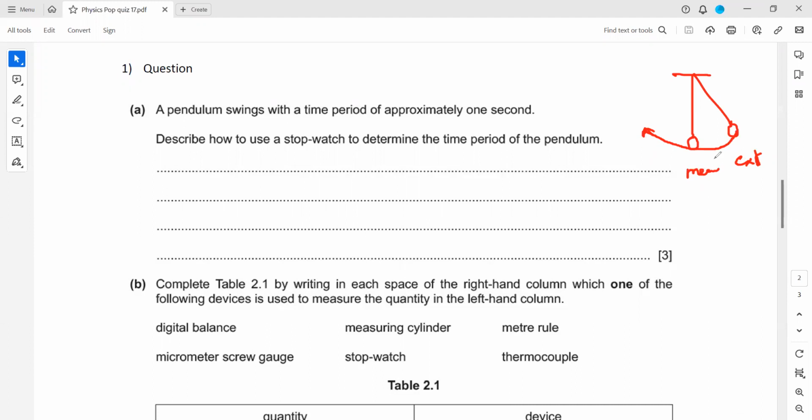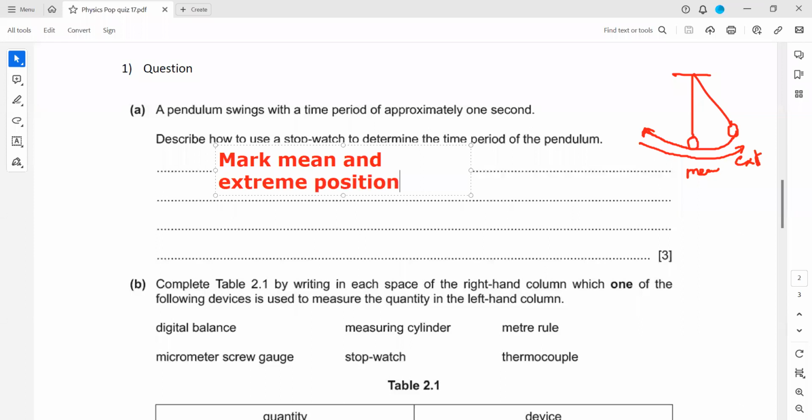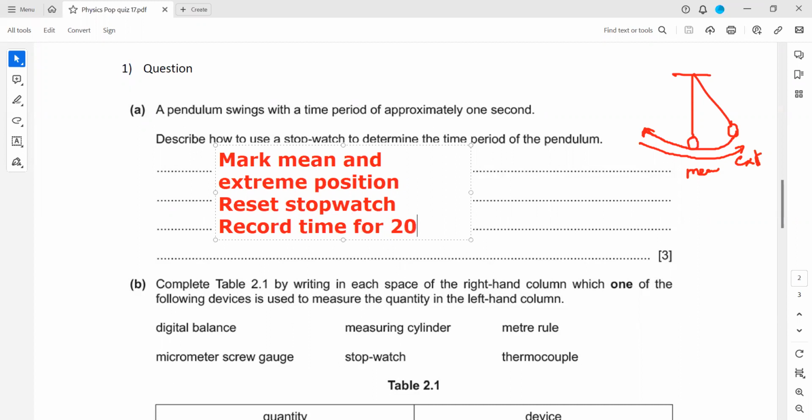But for accurate determination of the time period, we don't record the time for one oscillation. We record the time for like 10 oscillations or 20 oscillations or 15 oscillations. So the points which will score the marks here, first you will mark the mean and extreme position. And then we will reset the stopwatch. Then record the time for 20 vibrations or oscillations.